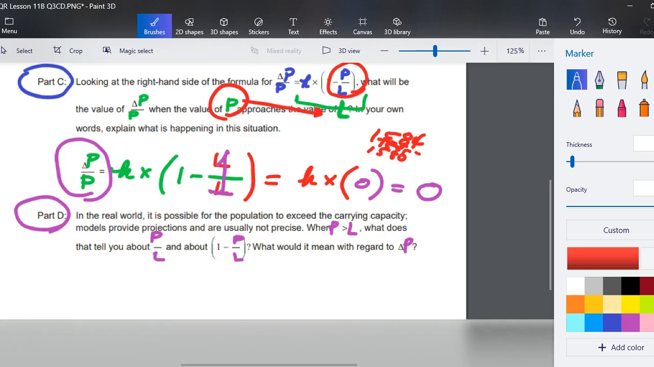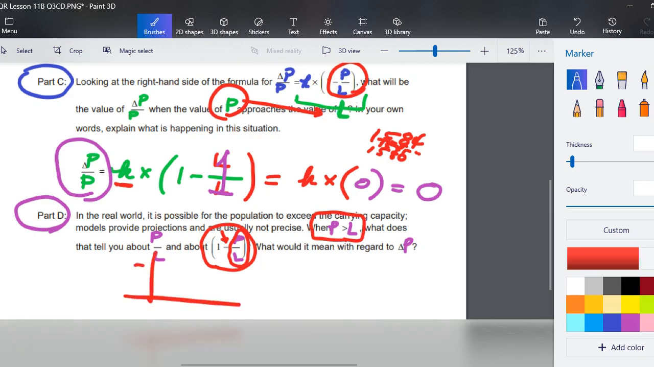So when P, the population, is greater than the carrying capacity, then that means this P over L is going to be greater than 1, which means that this 1 minus something larger, this whole thing, is going to be negative. And if all of this is negative and we're multiplying it times the constant of proportionality, then we can expect to have a negative growth rate the next year. The population would trend back down toward the carrying capacity.